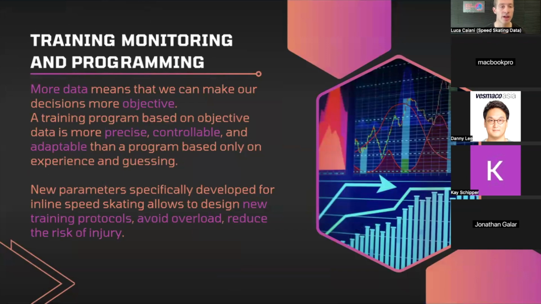So from a training monitoring and programming standpoint, we have already seen that this type of device can help us increase our knowledge when it comes to training load. And knowing the training load of our athlete is mandatory when we want to be precise and effective in our programming. We can adapt the training session based on previous data. Look if our athletes are doing the required kilometers at some intensities and stuff like that. And then we can adjust the thresholds of our athlete throughout the season to better match their needs.